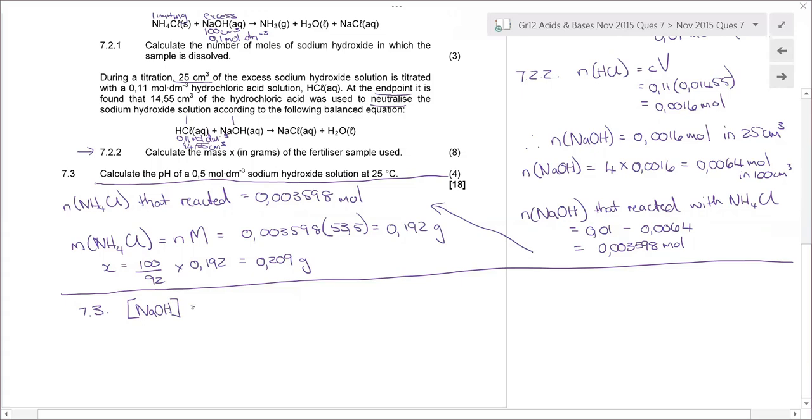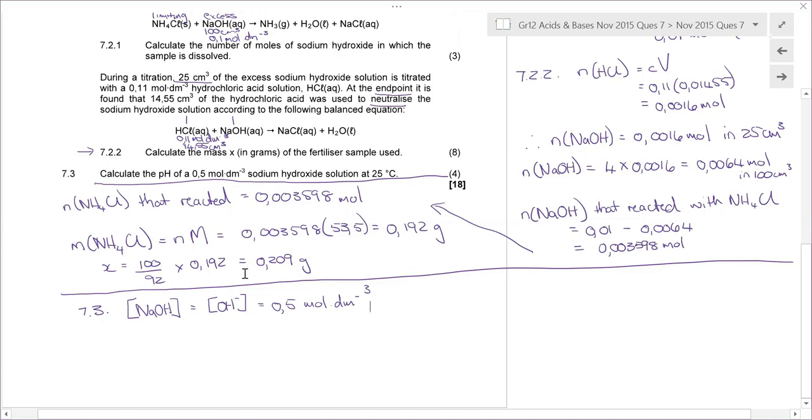So when it dissociates in water, remember bases dissociate in water except for ammonia, which ionizes in water. It's going to break up into a sodium ion and a hydroxide ion. So for every particle of sodium hydroxide, you will form one hydroxide ion. So your hydroxide ion concentration is going to equal your sodium hydroxide concentration. They gave you the concentration is 0.5 mole per decimeter cubed. So I know the hydroxide ion concentration.